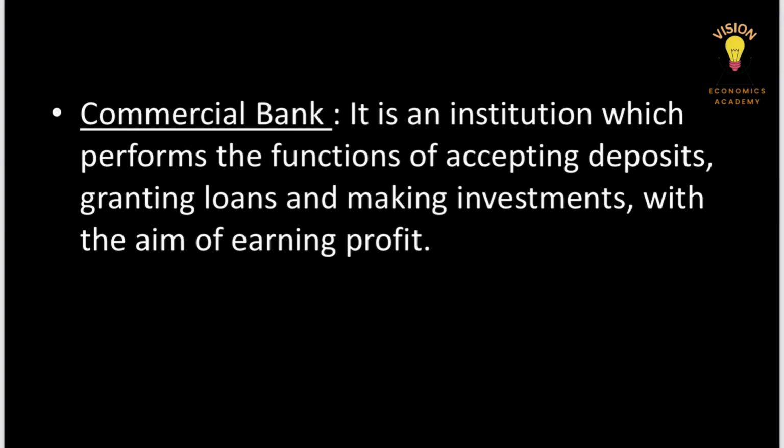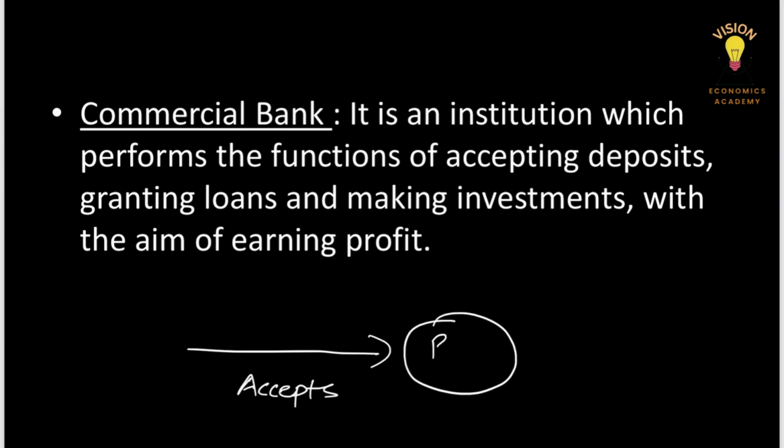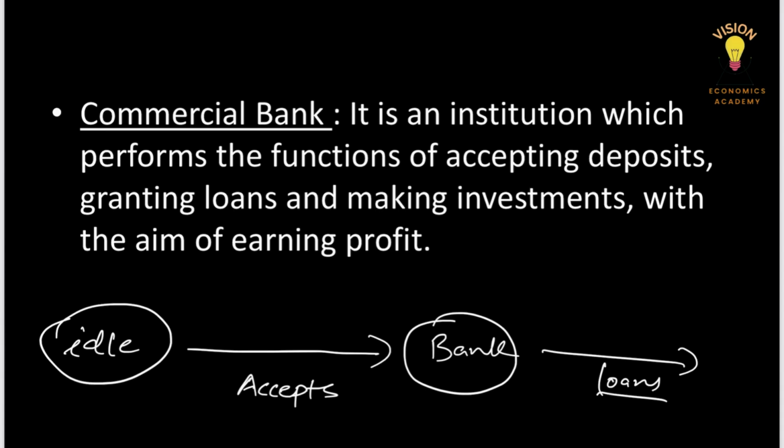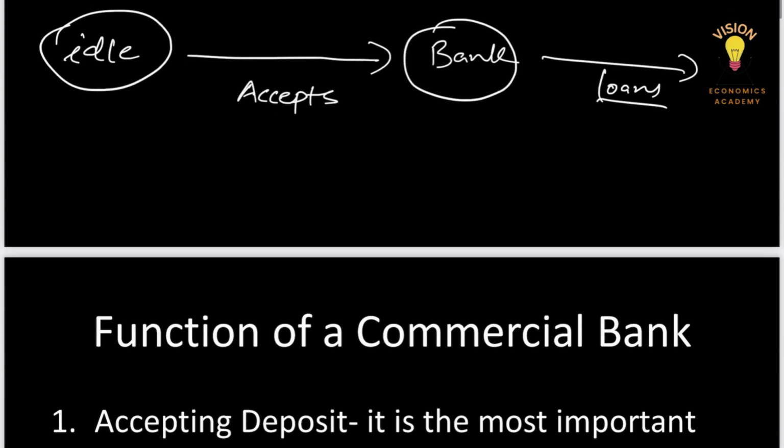So what is a commercial bank? A commercial bank is an institution which accepts deposits and gives out loans and various investments. It mobilizes the funds, basically, whatever idle money is remaining with the people, and it is used by the bank efficiently with the aim of earning profit, of course, right? This is what a commercial bank is.